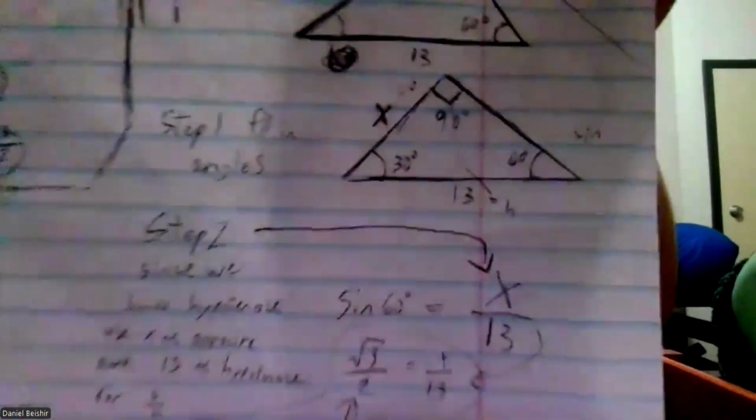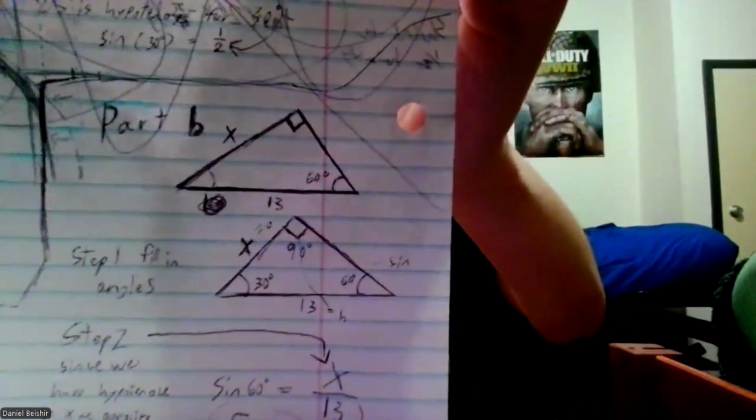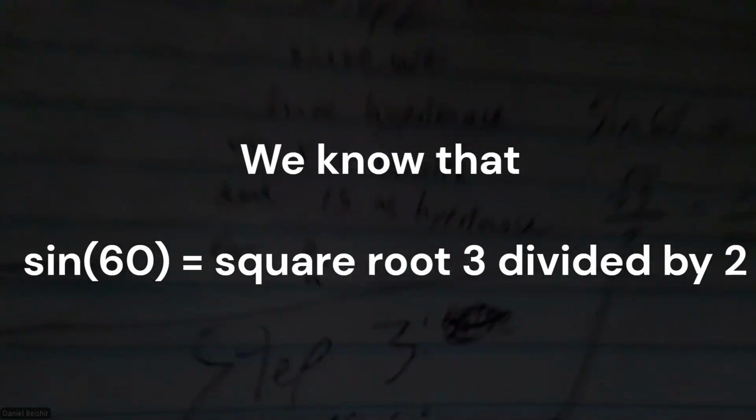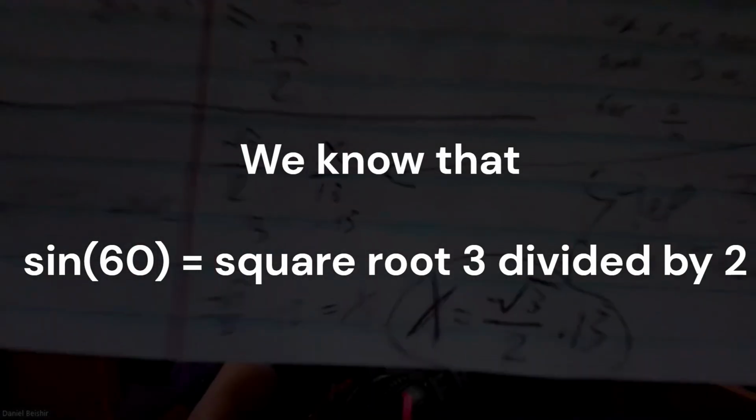Filling in x over 13. Since x is opposite from the angle of 60, we use 60. On the unit circle, we know that sine 60 is square root 3 over 2. Multiply both sides by 13. This makes square root 3 over 2 times 13 equals x.